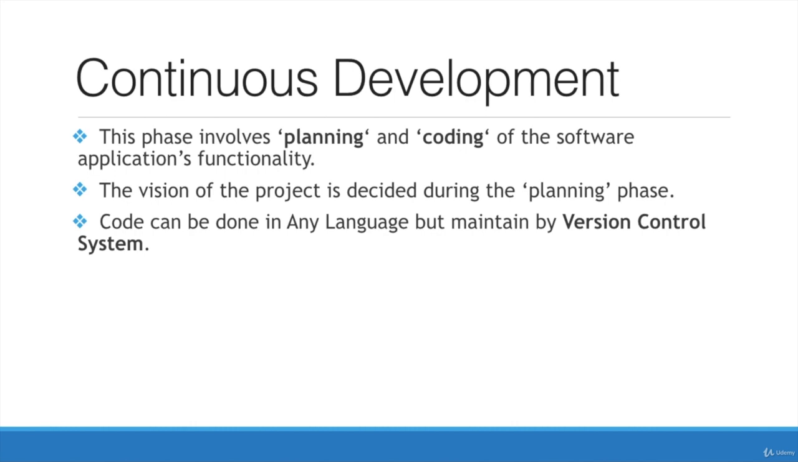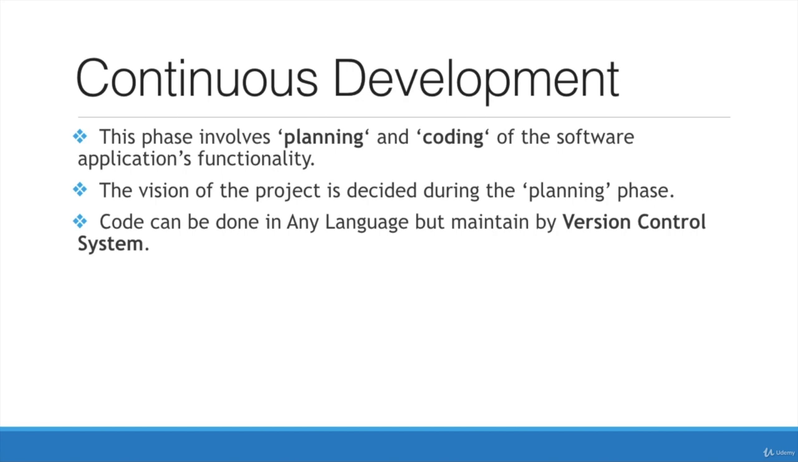Suppose you are going to release your product for the first time in the market, then your release will be 1.0. But after a month, you are going to release a new feature in your product, then that release would be 1.1. The next release would be 1.2, and the next release will be 1.3 and so on, right? Code can be done in any language. It is the decision of your organization, it is the decision of your development teams, right?